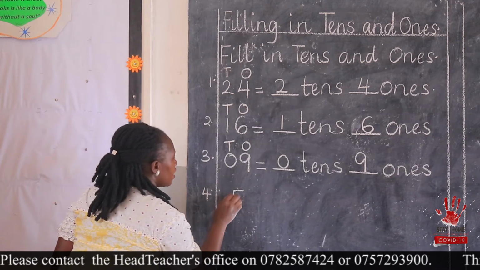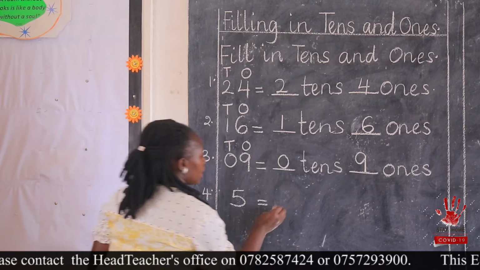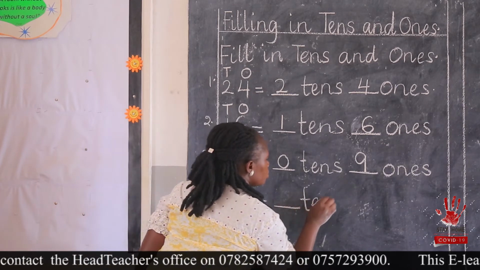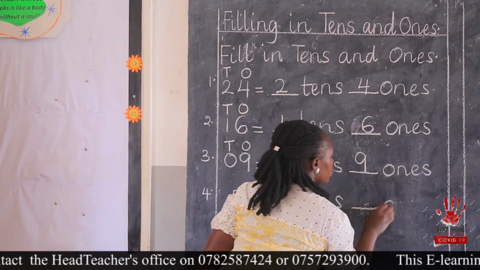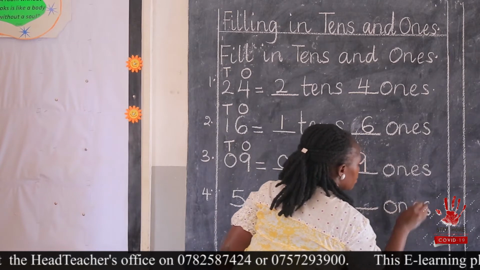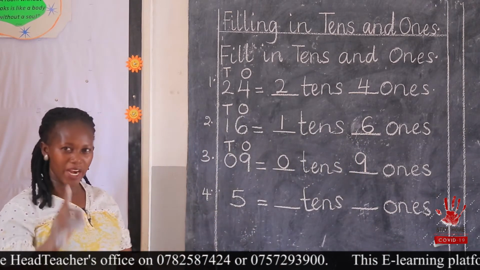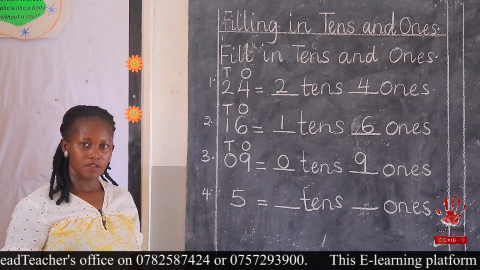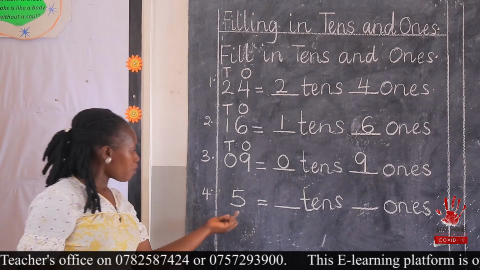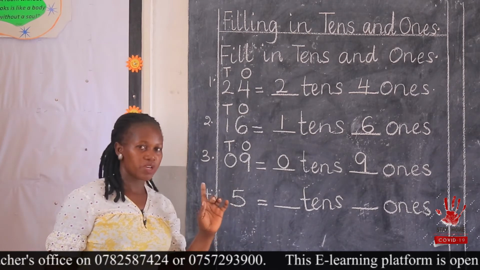This is my digit. I want to fill in tens and ones. But I have only one number like this, 1. Remember I told you, before we make 10, we don't make bundles.